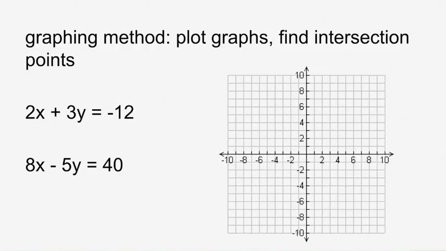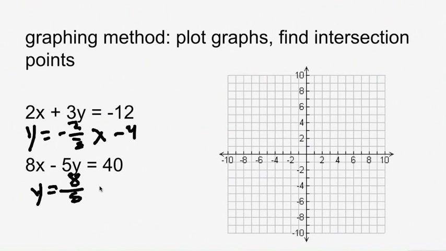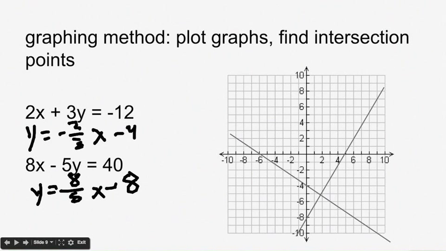And the third method is what's called the graphing method. In the graphing method, you plot points for each equation, and then you find where the points intersect. So if we look at these two equations, we want to change them. If we rewrite them in slope-intercept form, this first one looks like y = -2/3 x - 4, and the second one is y = 8/5 x - 8. And if we plot these two equations, they look like that.